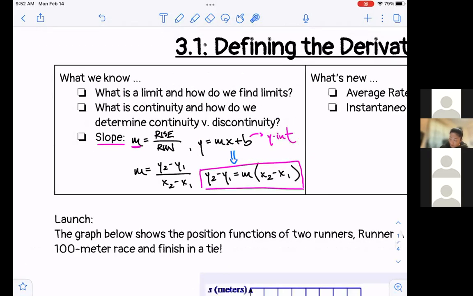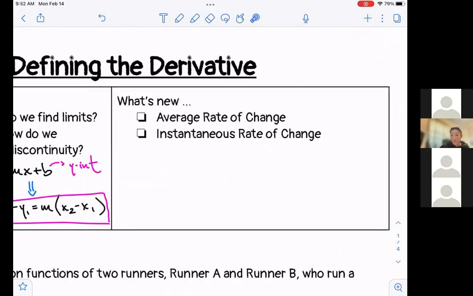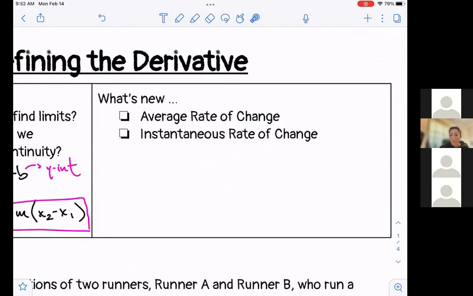So what do we know? We know limits, we know continuity, we know a little bit about slope. And what's new? So we have two main questions for 3.1. In particular, we're going to be looking at something called an average rate of change. And we're going to be looking at something else called an instantaneous rate of change.